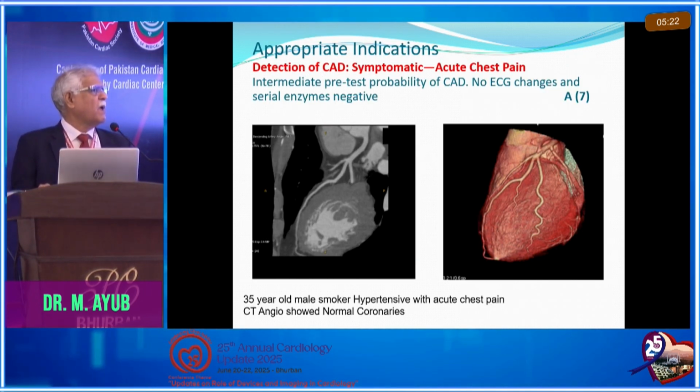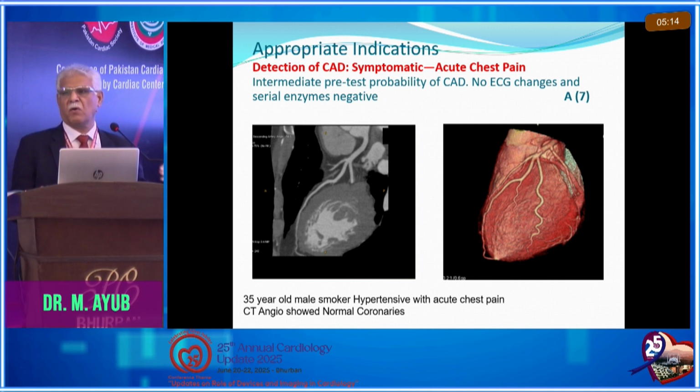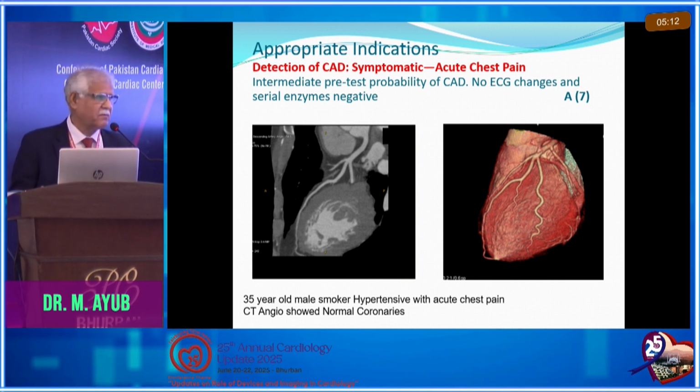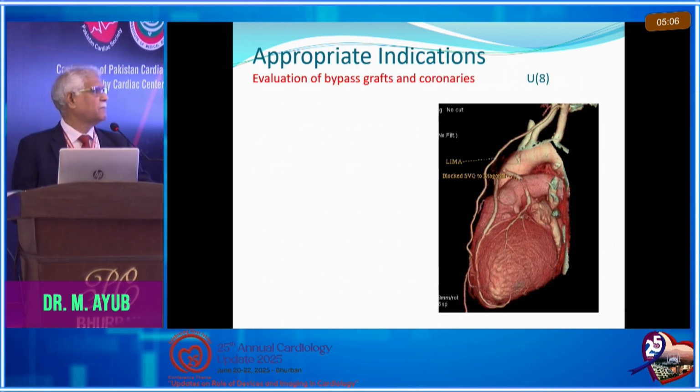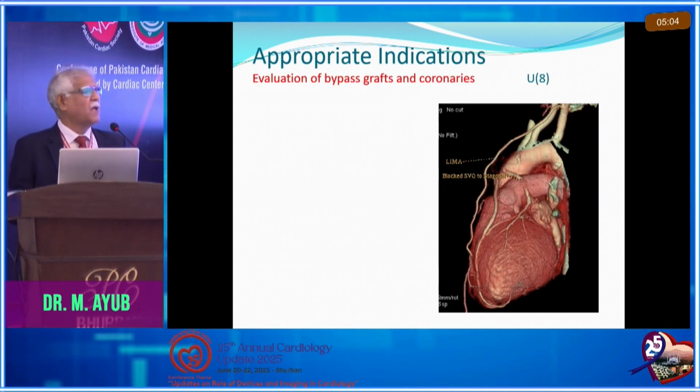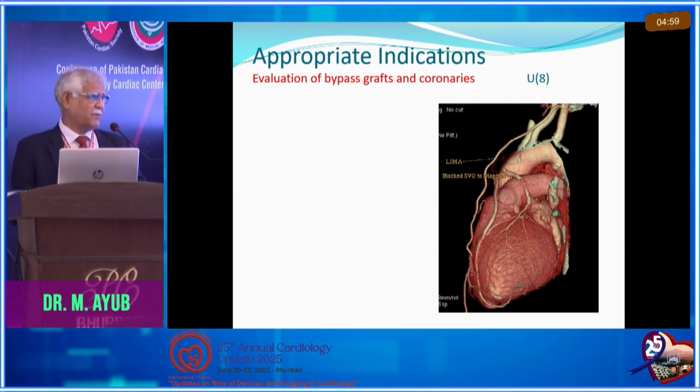Then if your patient is symptomatic with acute chest pain and the troponins and cardiac enzymes are negative, but still the patient has intermediate likelihood of coronary artery disease, then this test is indicated. This is a patient with normal coronaries presenting with acute chest pain. Then this is a very good test for study of the grafts as well as native coronary arteries in patients with post-CABG symptoms.